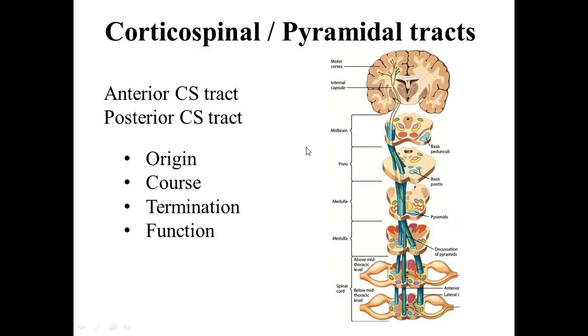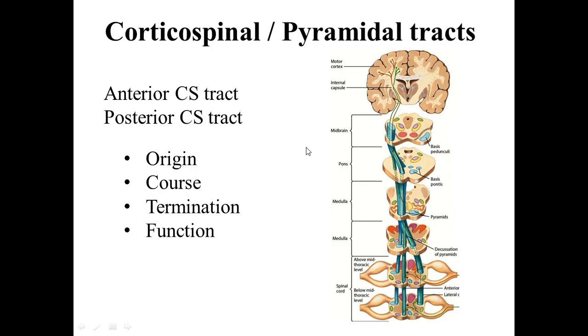Now corticospinal tract. It is also called the pyramidal tract. This corticospinal tract extends from the cerebral cortex to spinal cord level. In addition to this, there are corticonuclear fibers and corticobulbar fibers. Corticonuclear fibers end in the cranial nerve nuclei, while corticobulbar fibers end in the reticular formation.